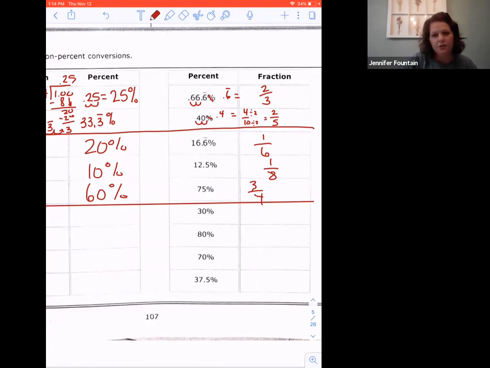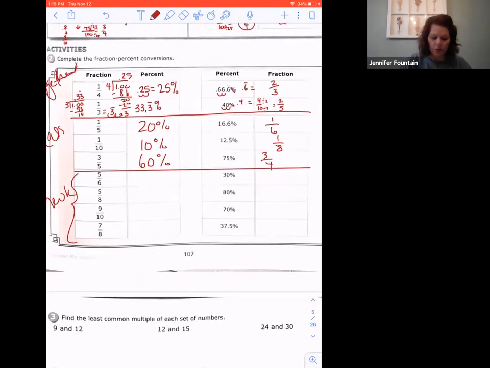Okay, so as you finish up, you can look up and check yours. If you have any questions, let me know and we'll work through them. All right, so then those last few will be homework.